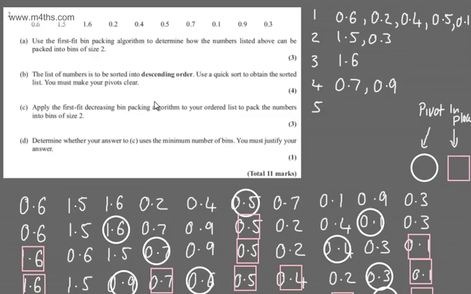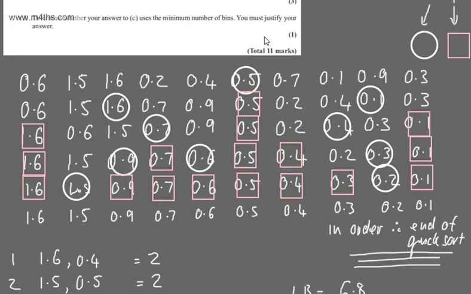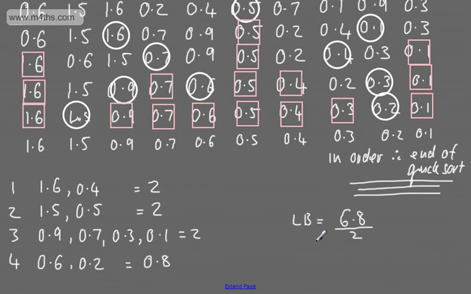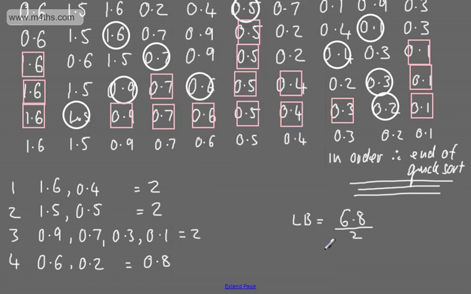If you want to just check, go ahead: 2.1, 3.7, 3.9, 4.3, 4.8, 5.5, 5.6, then we're going to have 6.5, 6.8. So what I've done here is correct. So this gives me the lower bound, and I'm just going to calculate that. Won't need a calculator, will we? That's going to give me 3.4.